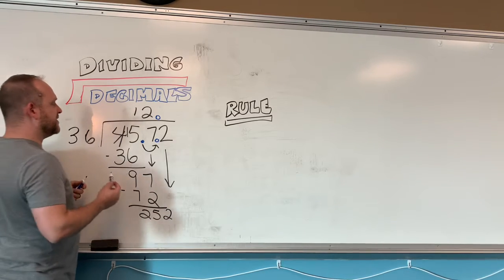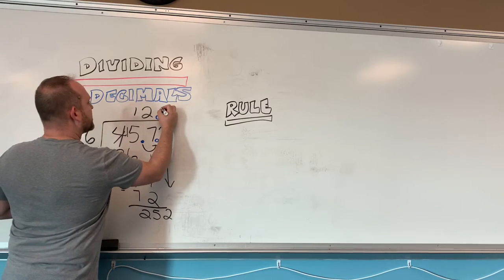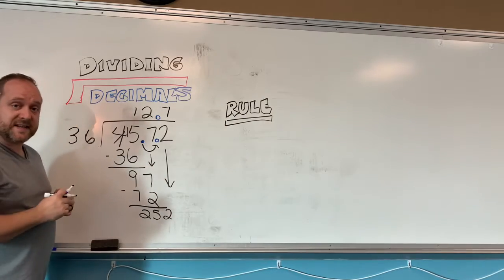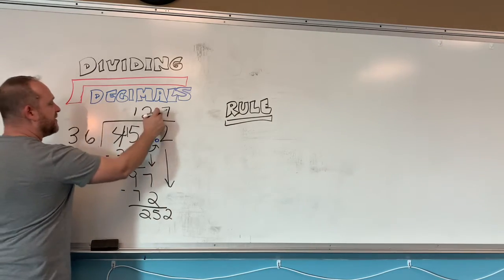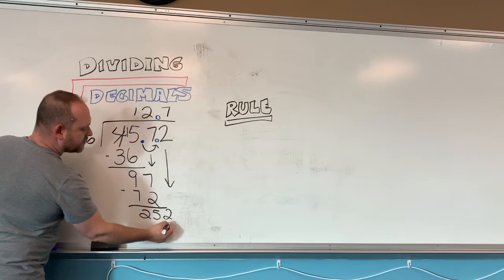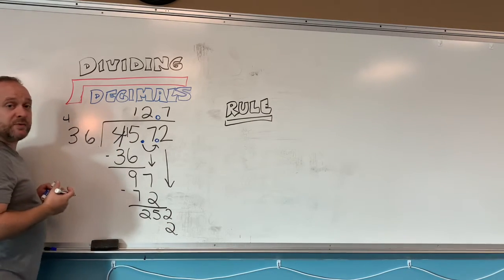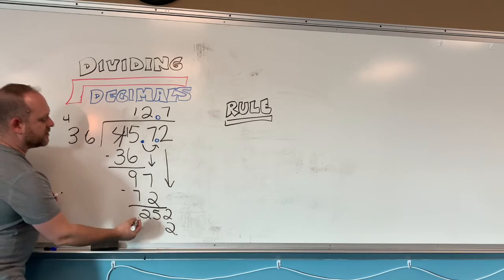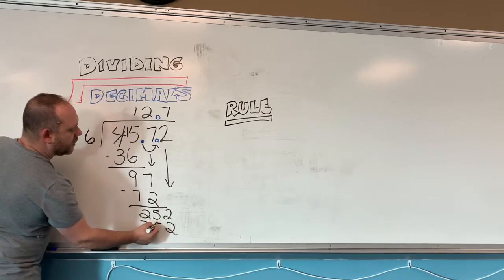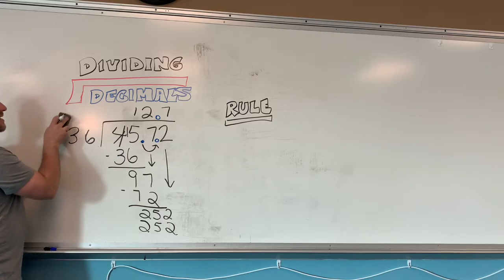So let's try 7 times. We'll see if that works. If it doesn't, we'll try 6 times. All right, 6 times 7 would give me 42. I'd carry my 4 up. 3 times 7 is 21, plus another 4 would give me, hey, 25. Check that out. We were right on the dot.